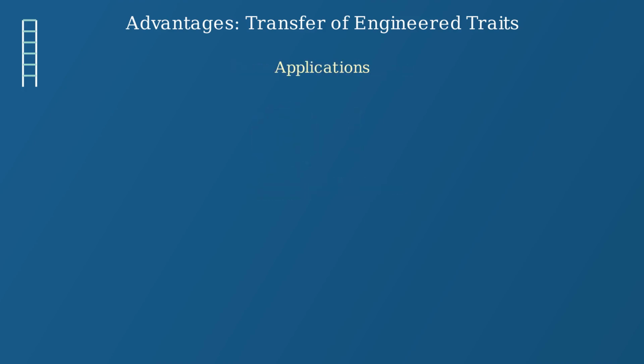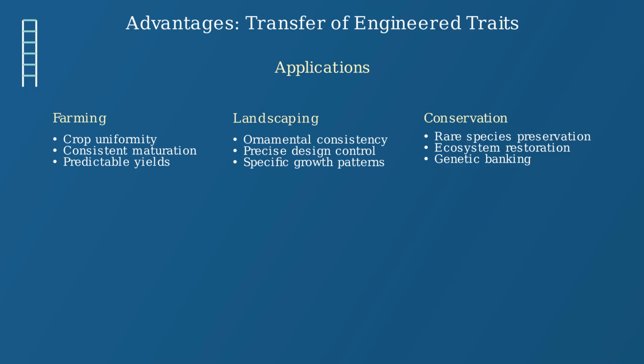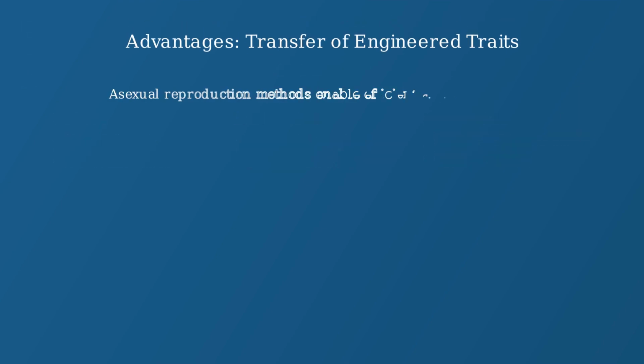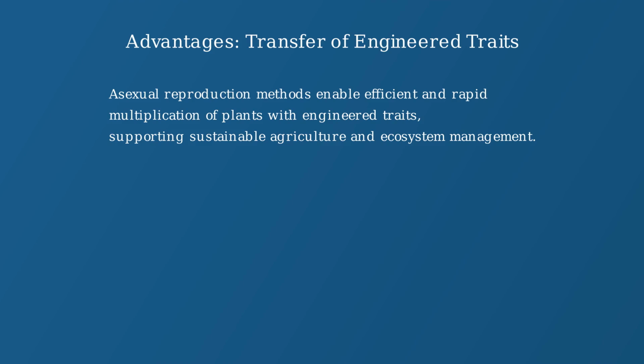These propagation techniques have wide-ranging applications across different sectors. In farming, they ensure crop uniformity and predictable yields. For landscaping, they provide ornamental consistency and precise design control. In conservation efforts, they help preserve rare species and restore ecosystems. Ultimately, asexual reproduction methods enable efficient and rapid multiplication of plants with engineered traits, supporting sustainable agriculture, beautiful landscapes, and effective ecosystem management.